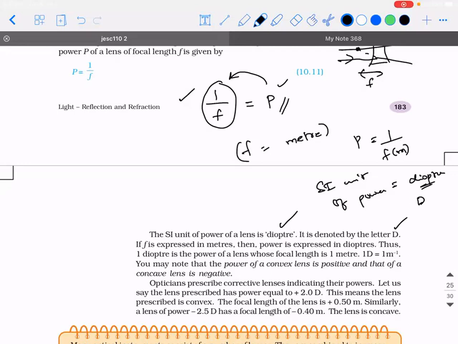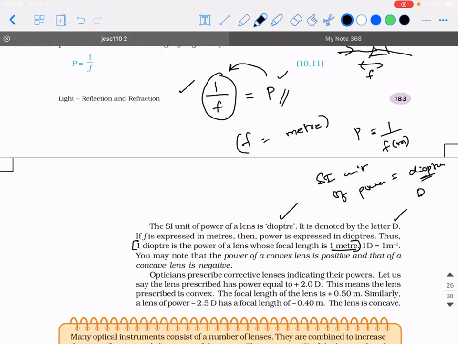Am I clear till this point, guys? Yes, sir. Okay. That's good. Now see, 1 diopter is the power of a lens whose focal length is 1 meter. Okay, that is the definition. If they ask you to define diopter, 1 diopter is the power of the lens whose focal length is 1 meter. So 1 diopter is equal to 1 meter inverse.